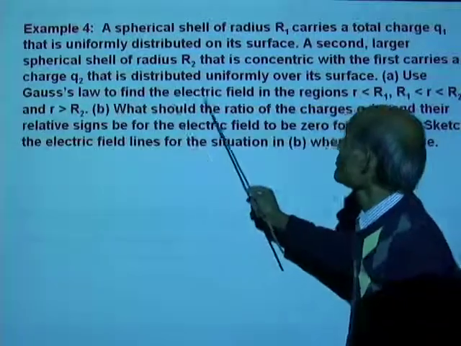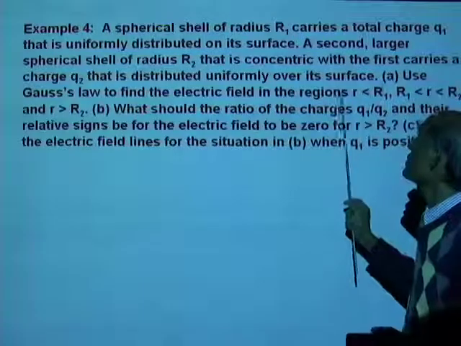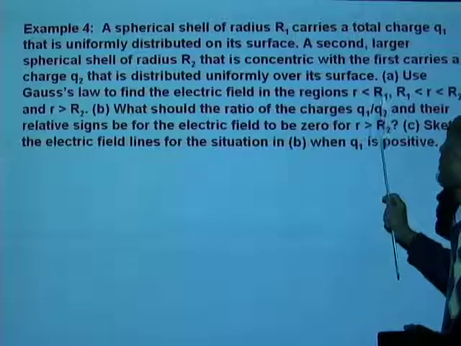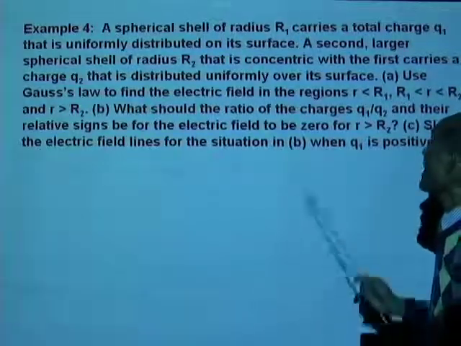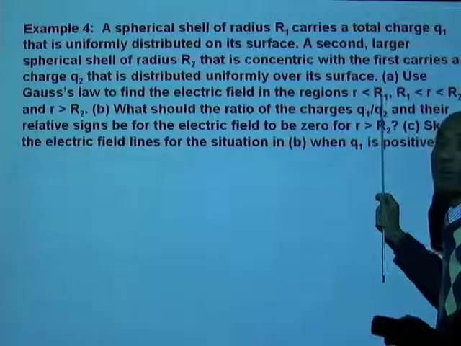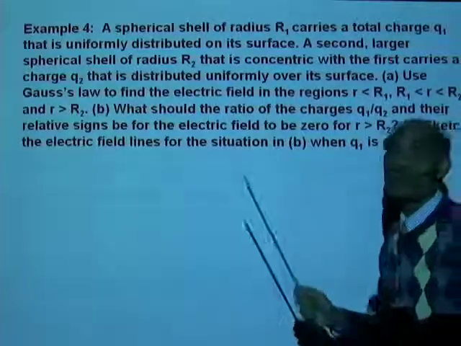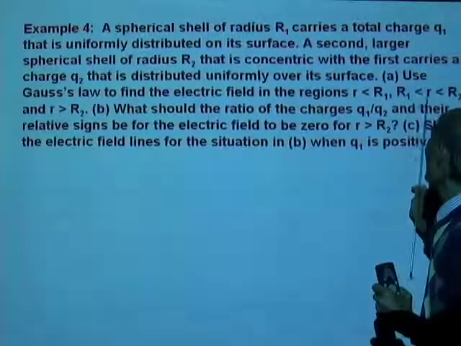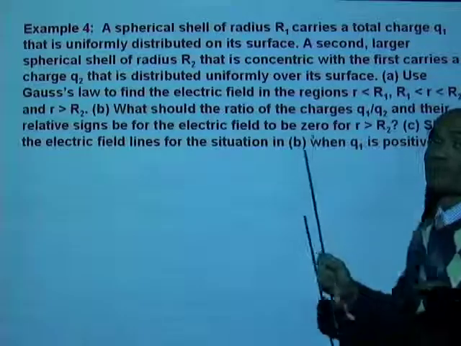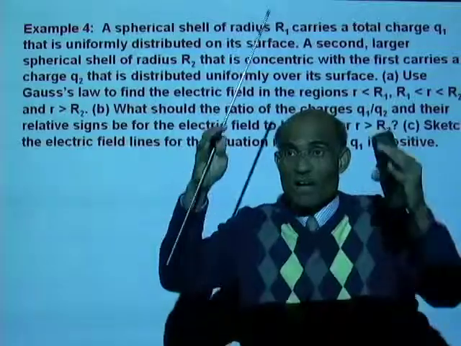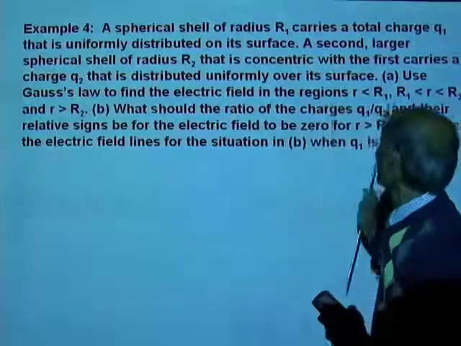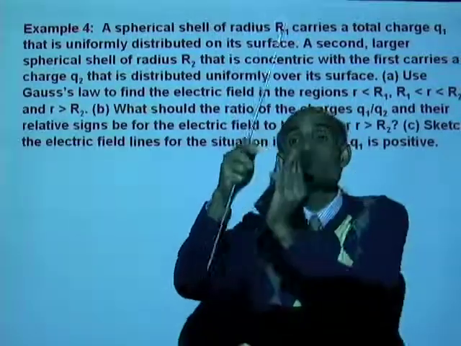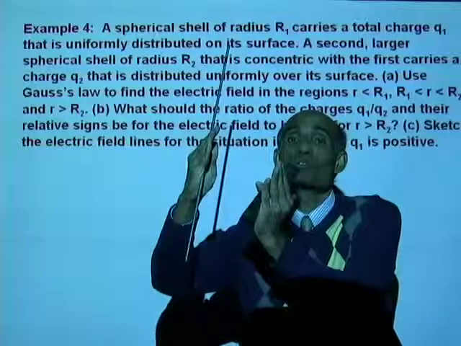Use Gauss's law to find the electric field in the regions where r is less than R1. What does that mean? R1 is the radius of the first shell. r less than R1 is inside the first shell. Now R1 less than r less than R2. You see, you have an inner shell and an outer shell. So R1 less than r less than R2 is any point in between the inner shell and the outer shell.